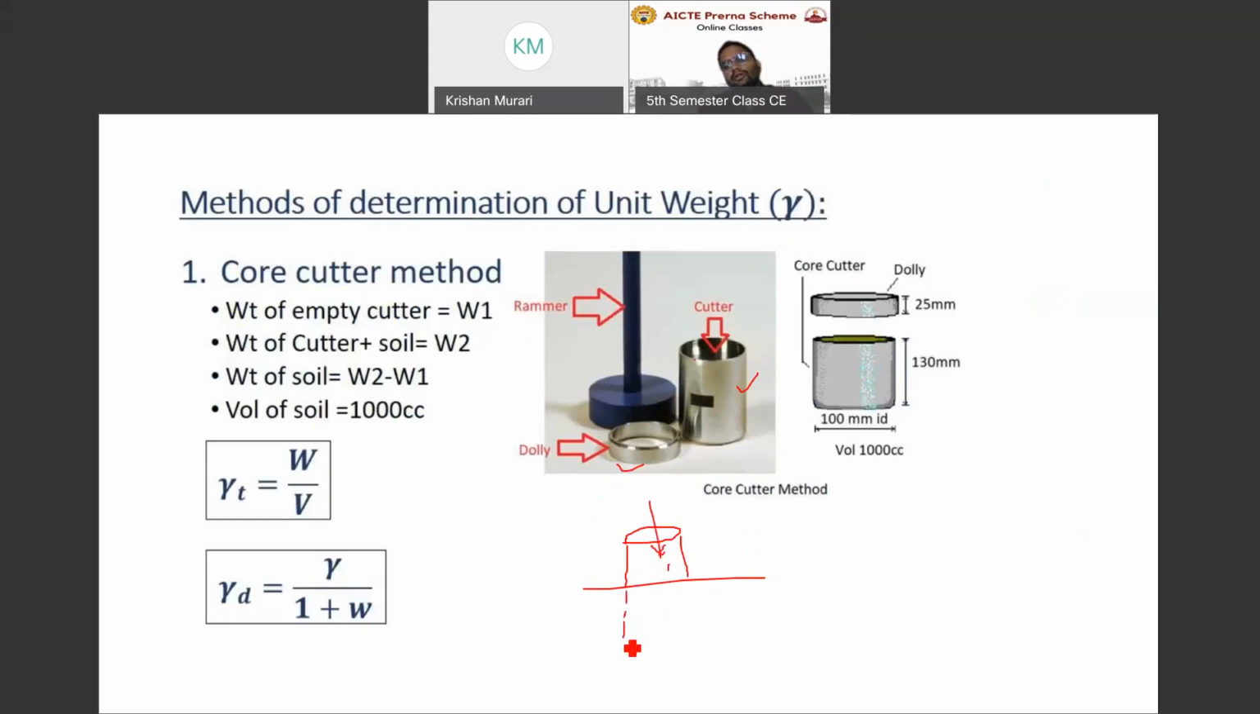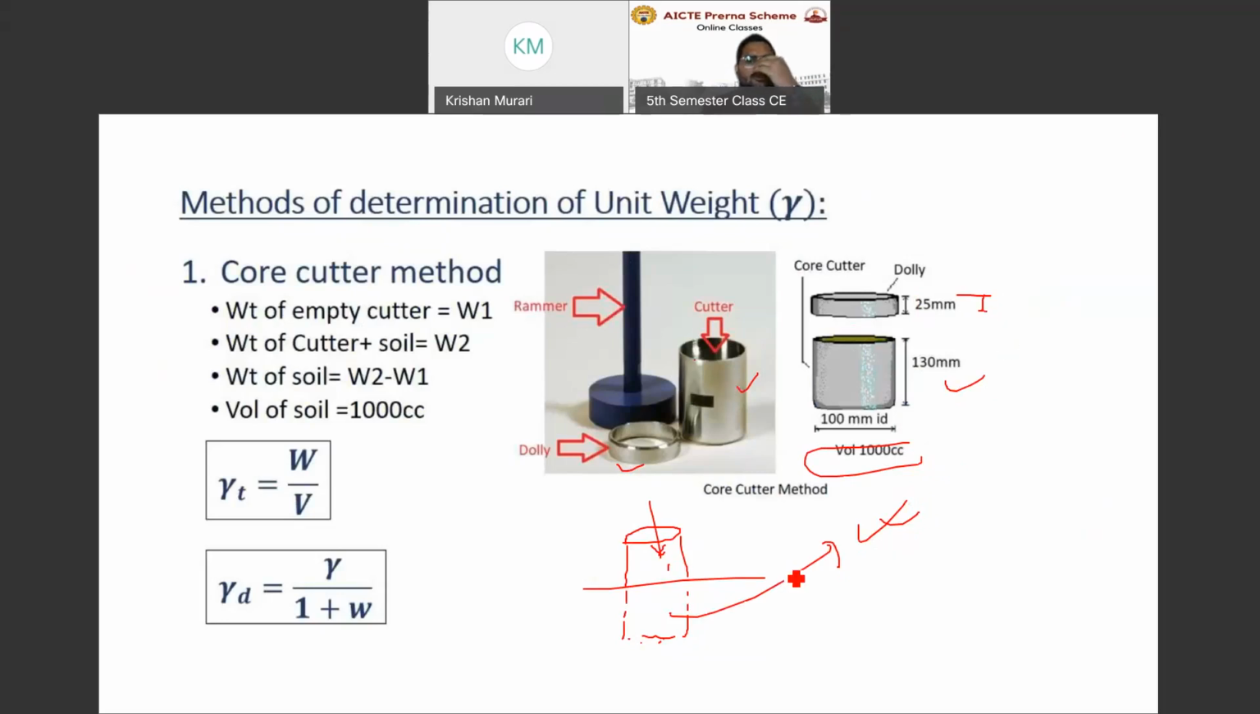If a core cutter is inserted in a soil, then that soil will be attached to the core cutter, and it is weighed. The volume of the core cutter is 1000 cc. cc means centimeter cube, and the diameter of the core cutter is 100 mm, and the height of the core cutter is 130 mm. The dolly dimensions are also there. The diameter is also 100 mm, but the height of the dolly is 25 mm.